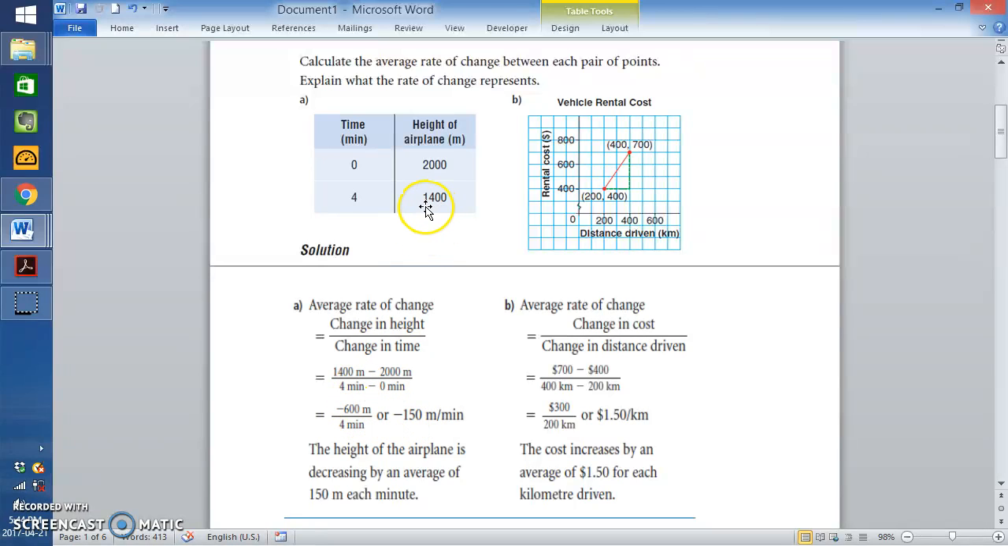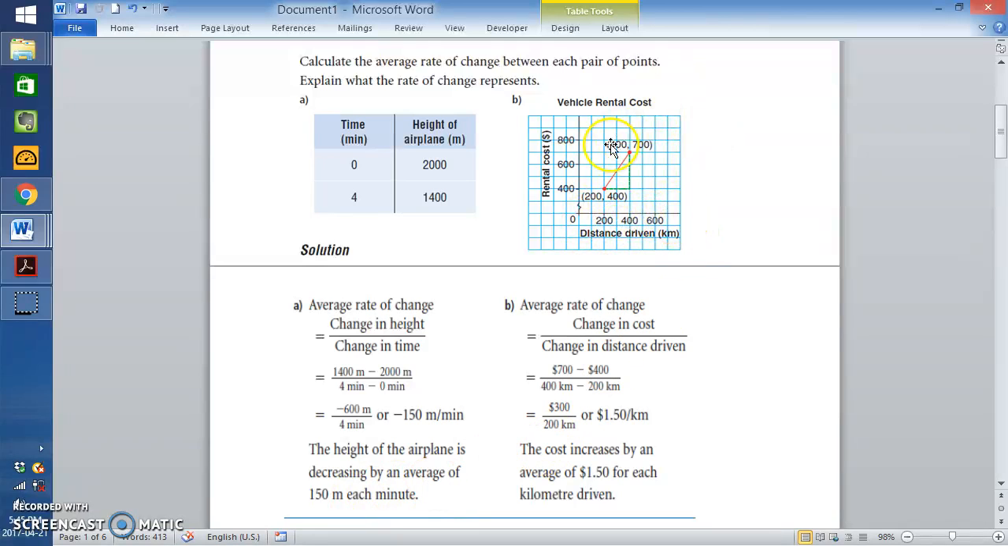So we're going to have 1400 minus 2000 divided by 4 minus 0, and we end up with the slope, or average rate of change, of negative 150 meters per minute. What does that mean? Since we have a negative slope, it means that the airplane is going down, so the height of the airplane is decreasing by an average rate of change of 150 meters per minute.